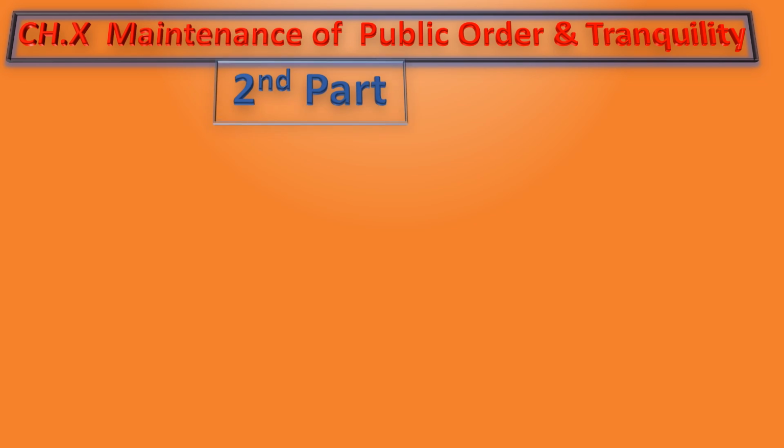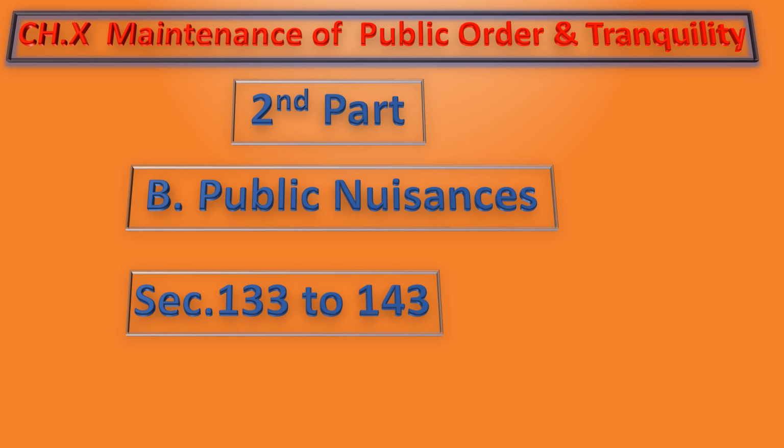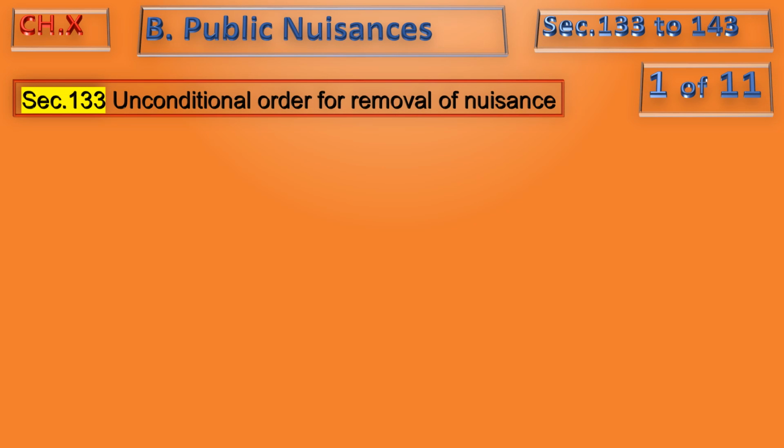Now we come to the second part of the chapter Maintenance of Public Order and Tranquility, Part B, that is Public Nuisances, as per provision of section 133 to 143. Total 11 sections are given in this part. Part B, Public Nuisances. The first point is Section 133, Unconditional Order for Removal of Nuisances.